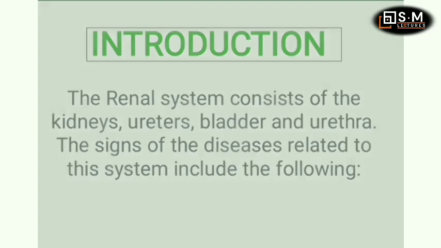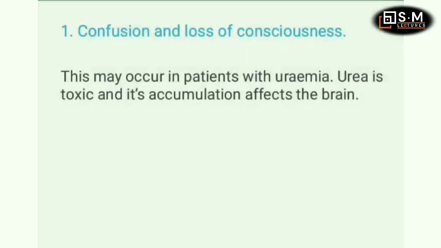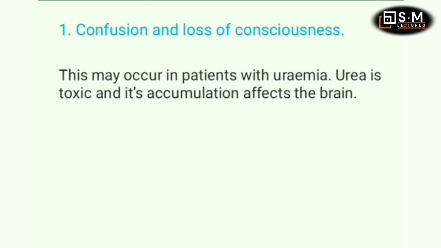Firstly, we have confusion and loss of consciousness. This may occur in patients with uremia. Uremia simply means a high level of urea in the blood. Emia means blood. So when there is a high level of urea in the blood, that's what is known as uremia.